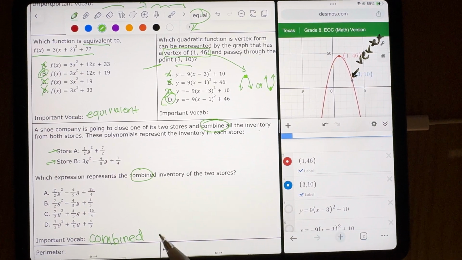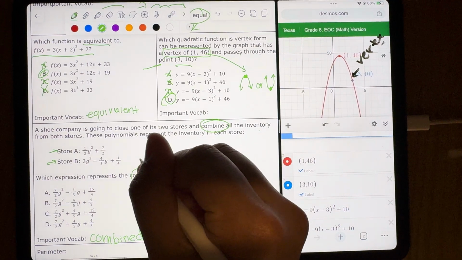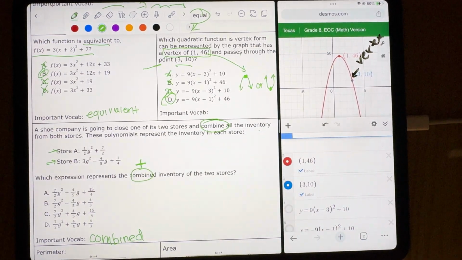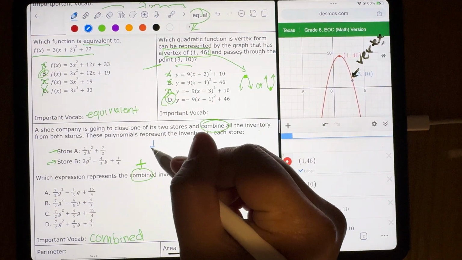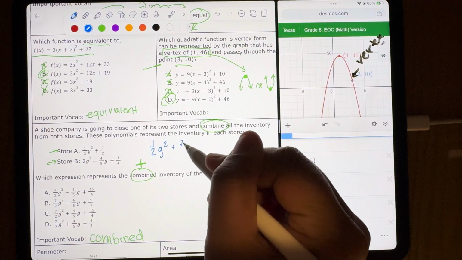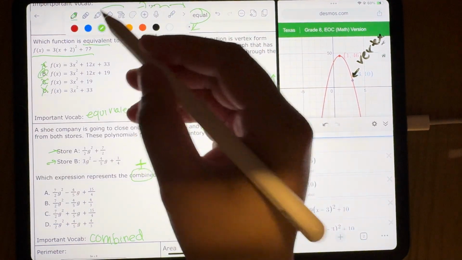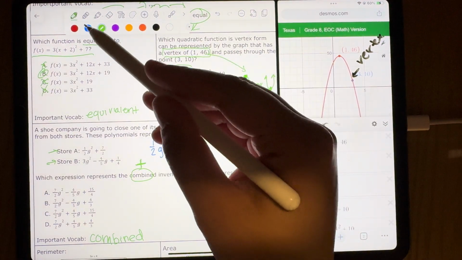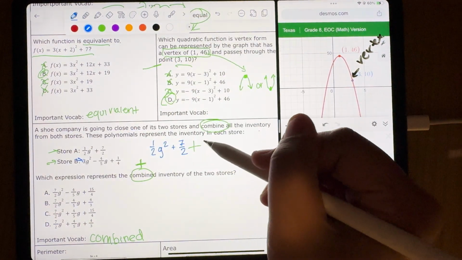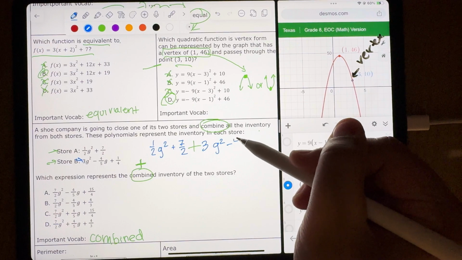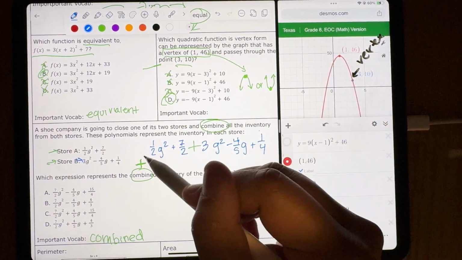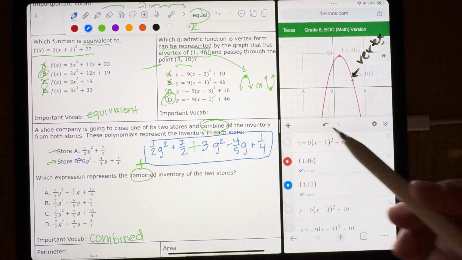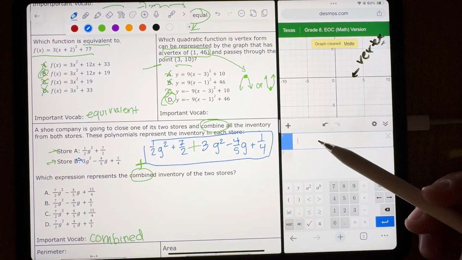Anyways, combine means add. We're just going to add the 2 functions. So what I mean by that is we're going to write 1/2 g squared plus 7 over 2 g, plus the second store, 3g squared minus 4 over 5 g plus 1 over 4. Now that I have all of this written together combined, I'm going to go to Desmos.